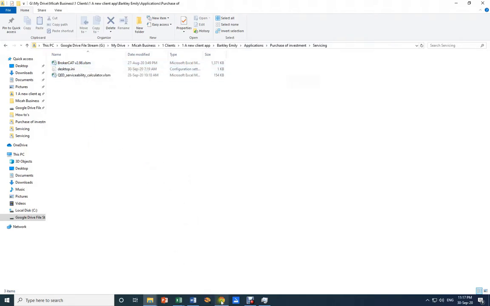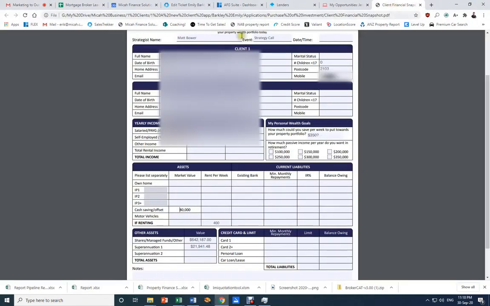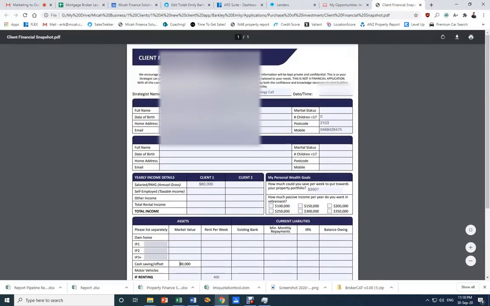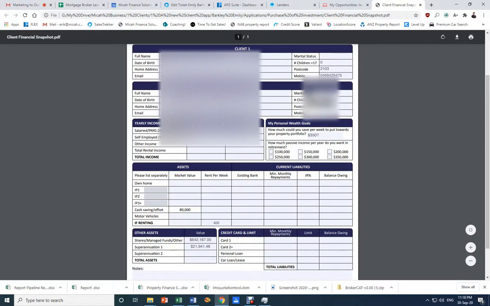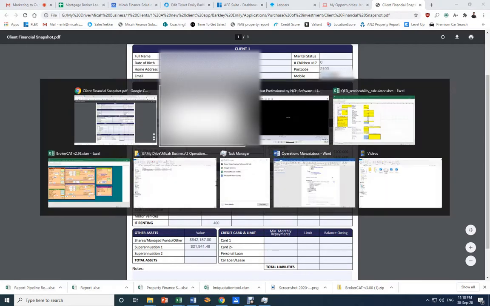What we need is the client's details, which is in this case the client financial snapshot, and specifically, is the client single or married? Are there any dependent children? What is the home situation? Home address. Is that an owner-occupied property, or is she renting? So in this case, she's renting. What is the savings situation, and what kind of debts are there? So that's all there. And now we go to the calculator.